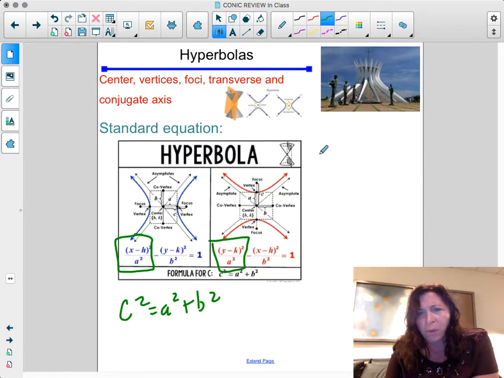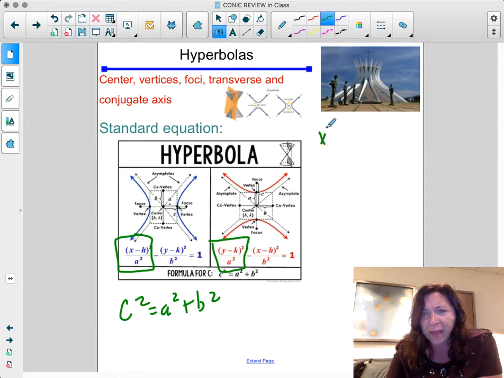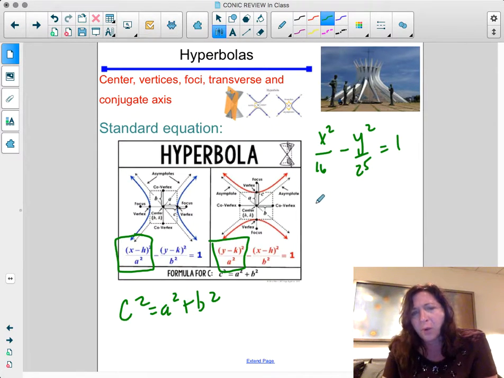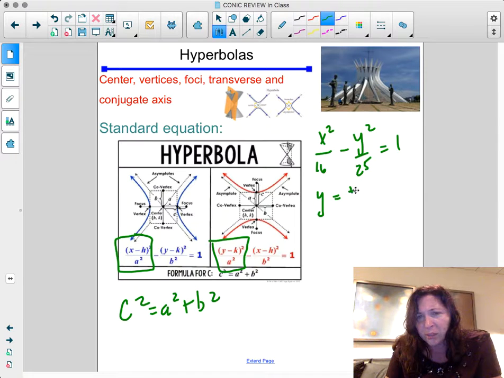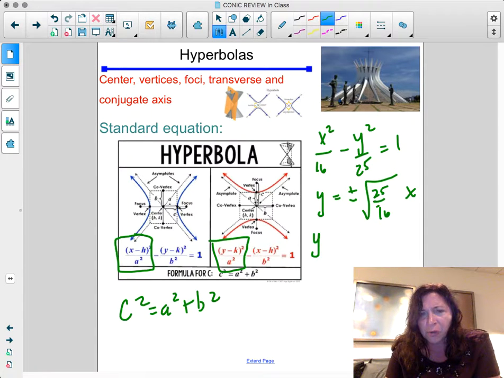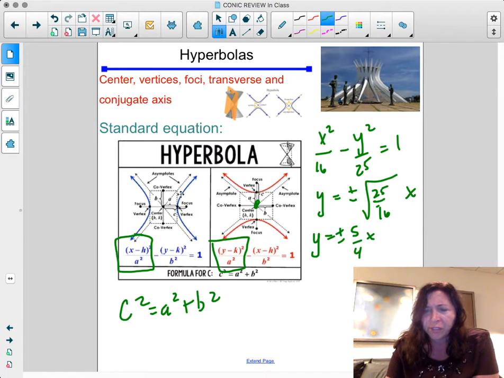Additionally, you're going to have what we call the equation of the asymptotes. For example, if I had x squared over 16 minus y squared over 25 equal to 1, that's a hyperbola. The equation of my asymptotes would be y equals plus or minus the square root of 25 over 16 x, and the x is not underneath the root. So my equation would be, if my center was at the origin, y equals plus or minus 5/4 x. Okay, and that's, again, only if my center was at the origin.